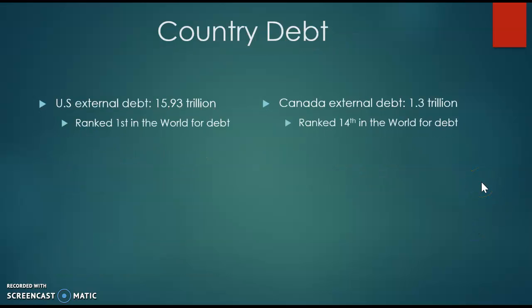When we look at the country's debt, the United States external debt is 15.93 trillion. Canada's is only at 1.3 trillion. The US is ranked number 1 in the world for debt. Canada is ranked 14th in the world for debt. So, as you can see, the United States, we have a lot of work to do on helping figure out how to decrease our debt.